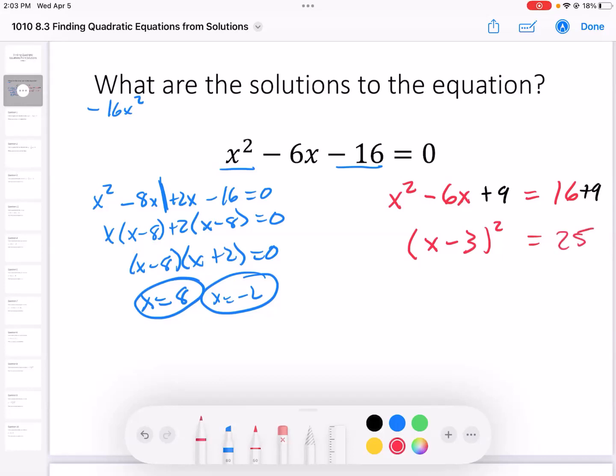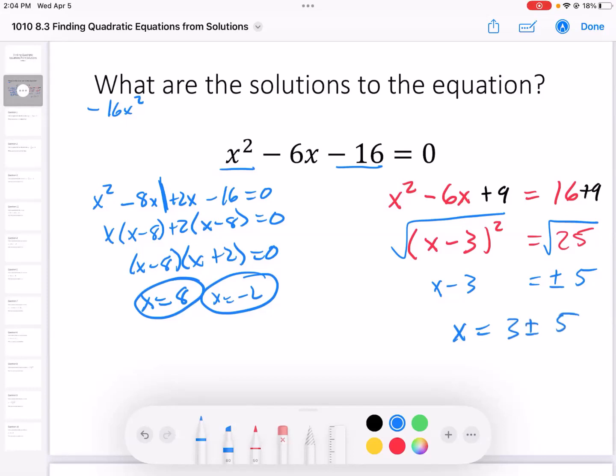And what's my next step? Yep, so I'll square root both sides. That gives me x minus 3 equals either positive or negative 5. And then my last step would be to add 3 over, and I get x equals 3 plus or minus 5.